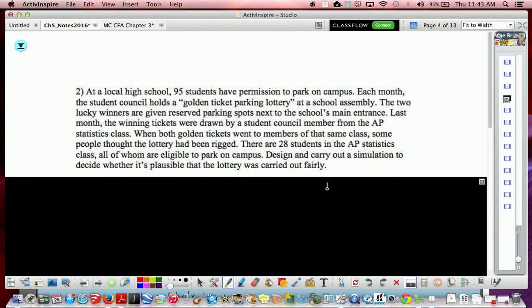Okay. Good to know. Last month, the winning tickets were drawn by a student council member from the AP Stats class. When both golden tickets went to members of that same class, some people thought the lottery had been rigged. There are 28 students in the AP Stats class, all of whom are eligible to park on campus. Design and carry out a simulation to decide whether it's plausible that the lottery was carried out fairly. So how often would it actually occur that you would get 2 students from this class? That's what we want to see.